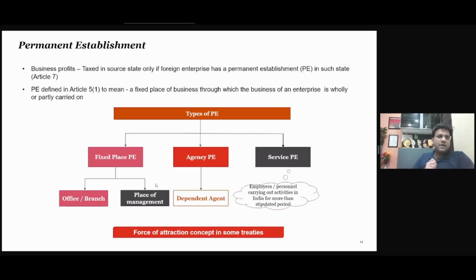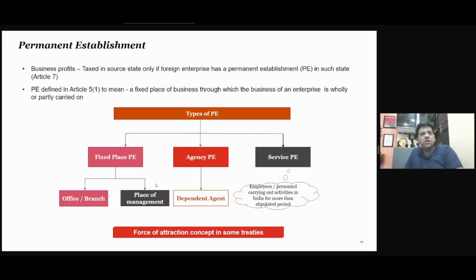Examples of fixed place PE are if a foreign company has a branch office in India or a place of management, say a warehouse or a sales office in India; those constitute a fixed place PE. Then agency PE: if you have an agent who is dependent on the foreign company and regularly concludes or negotiates contracts on behalf of the foreign company, that can constitute an agency PE. Then there is service PE, where foreign companies send their employees to India for carrying out certain business activities beyond a stipulated time period.